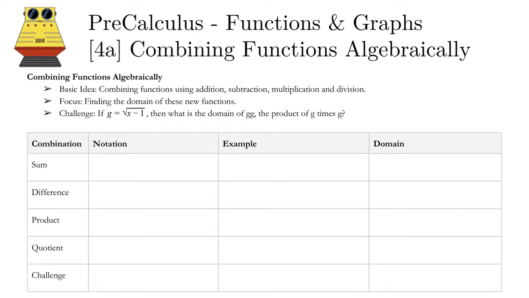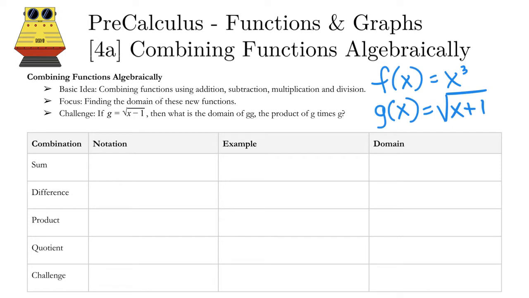Combining functions algebraically is fairly straightforward. We just have to get familiar with the notation. You can see down below we have a column dedicated just for that. Okay, here are the functions we're going to use. f of x equals x cubed, and g of x equals the square root of x plus 1. We'll combine those 2 functions 5 ways: sum, difference, product, quotient, and a special challenge.